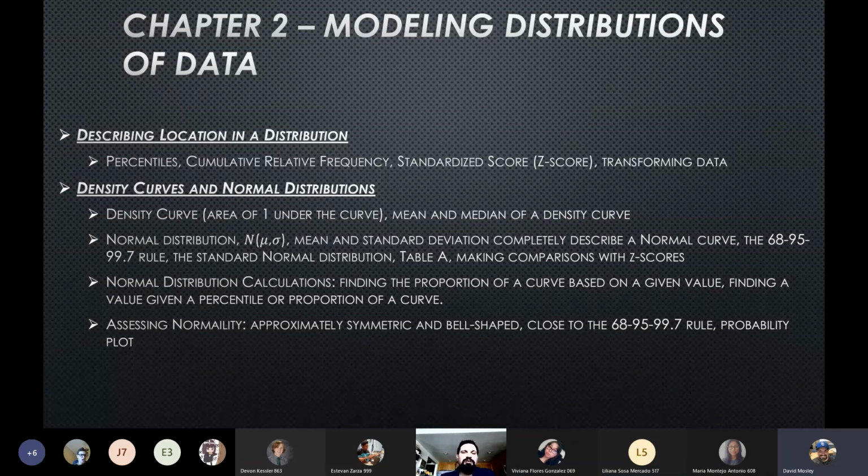When we're performing normal distribution calculations, which we do quite often, we find the proportion of a curve based on a given value, or we can find a given value based on the proportion under the curve, or a percentile.